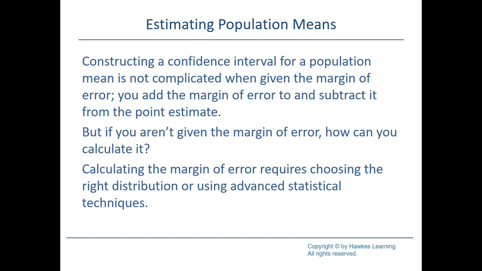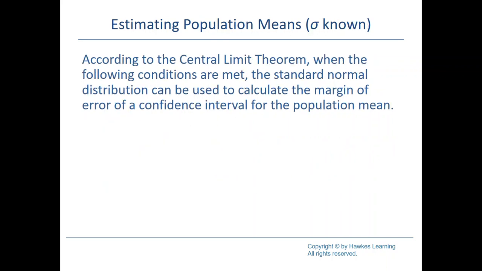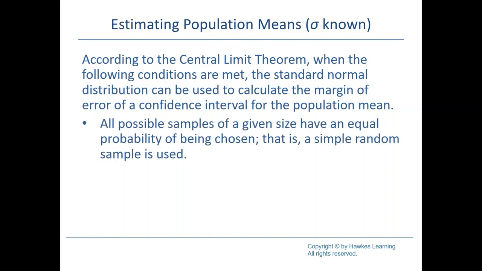Calculating the margin of error requires choosing the right distribution or advanced statistical techniques. This is where we have to talk about Chapter 7. According to the central limit theorem, when the following conditions are met, the standard normal distribution can be used to calculate the margin of error of a confidence interval for a population mean. All possible samples of a given size have an equal probability of being chosen, so basically a simple random sample is being used.